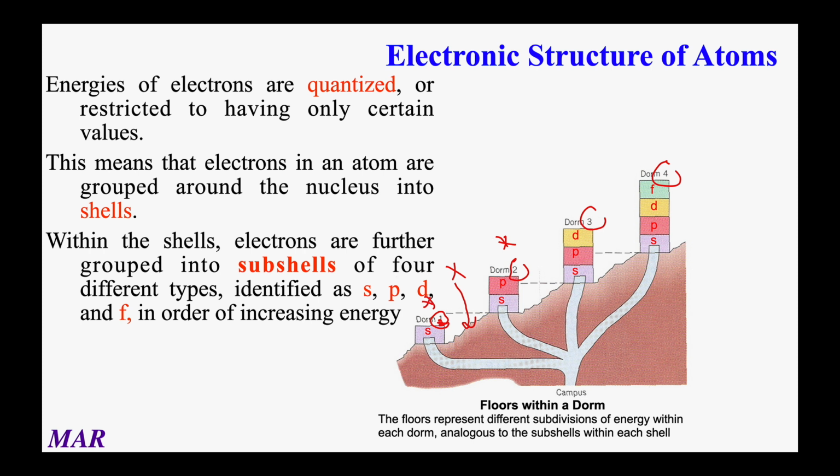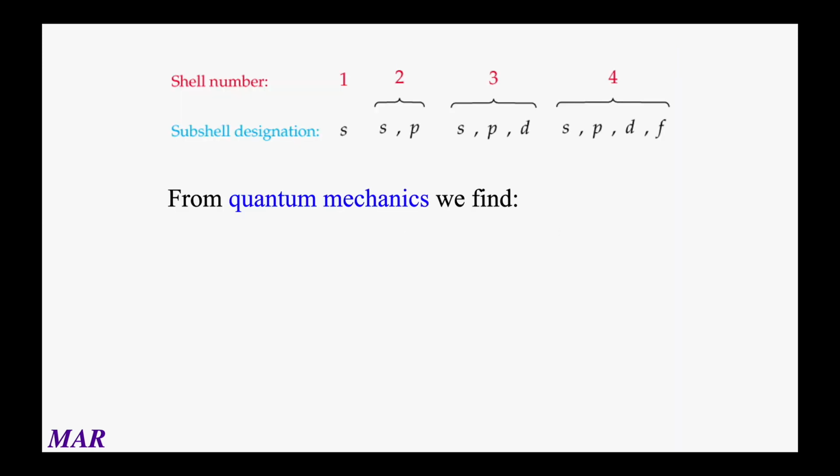And yes, there is a dorm 5, and we'll talk about this later. Now, S is always lowest energy, so it gets filled in first. P would be next, followed by D and F, stuff like that. From the actual quantum mechanics, you get some really interesting information.